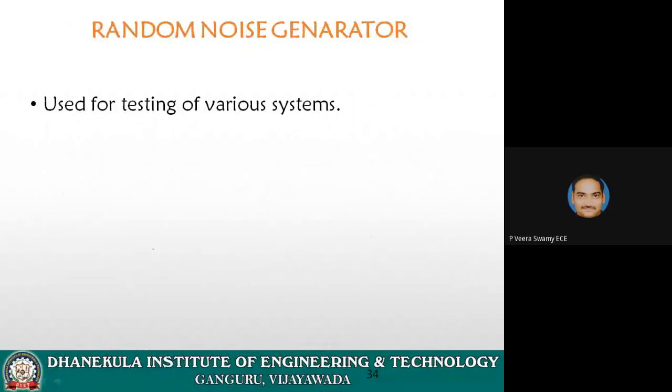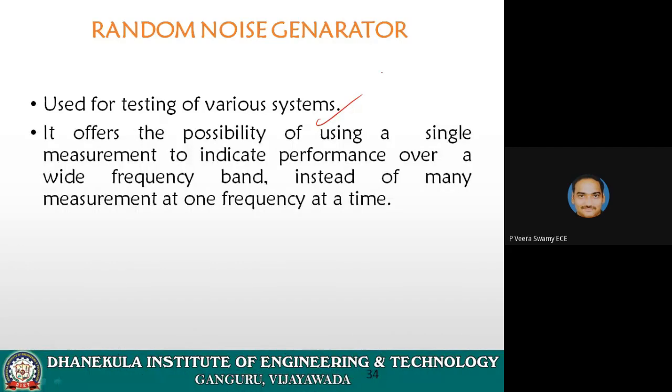Please note down these points also. Used for testing of various systems. What is the main purpose of this random noise generator? This is for testing. Note down the points parallelly. It offers the possibility of using a single measurement to indicate performance over a wide frequency band instead of many measurements at one frequency at a time using that functional switch.